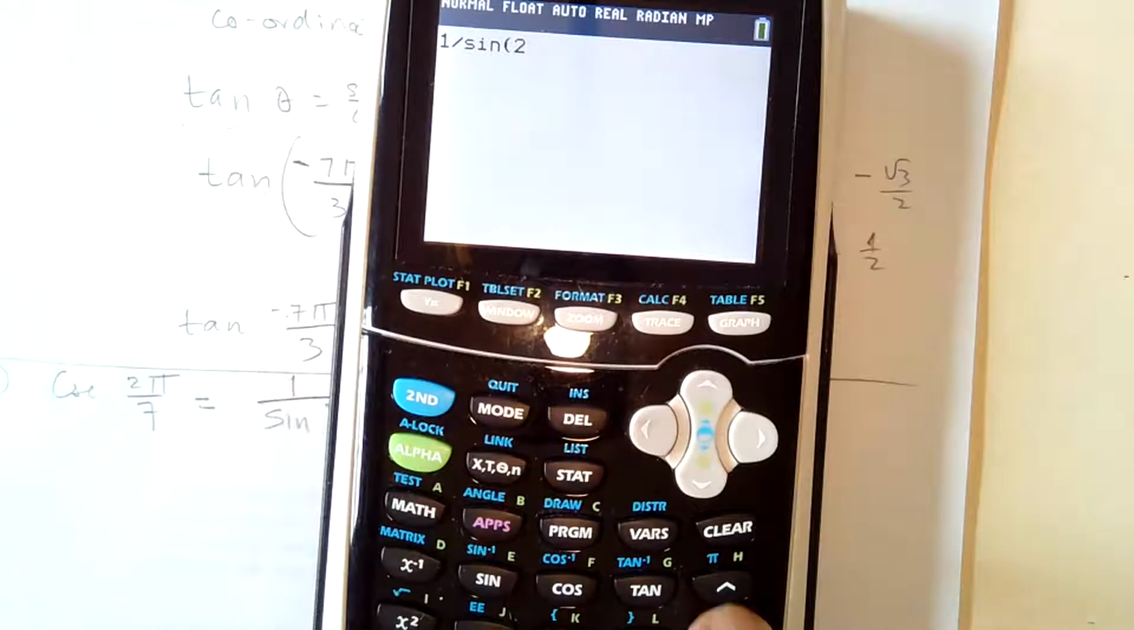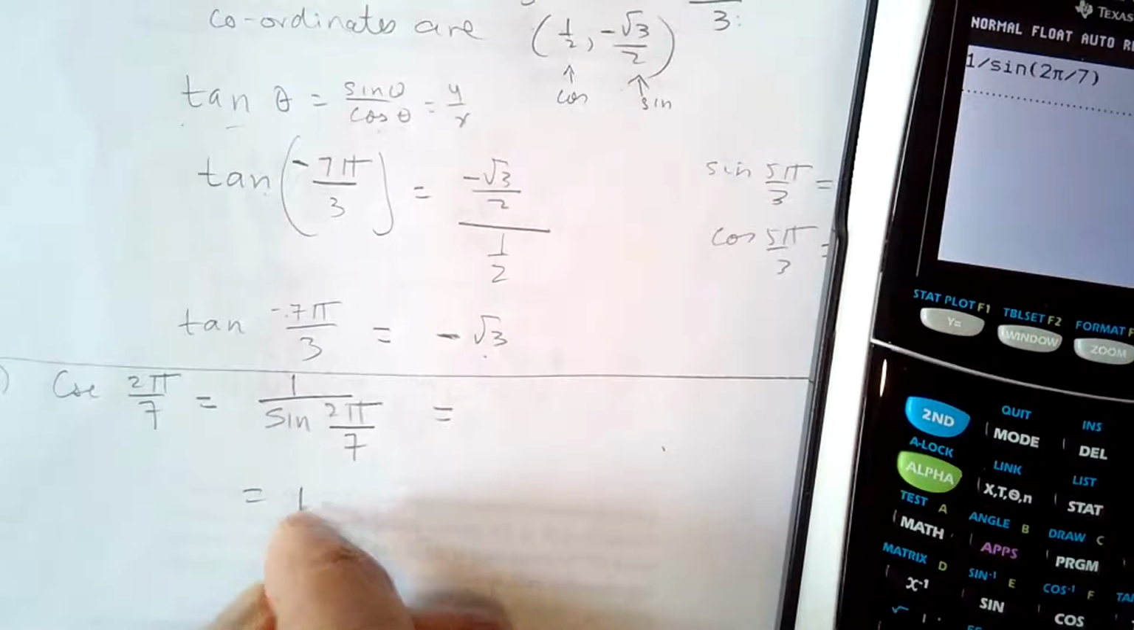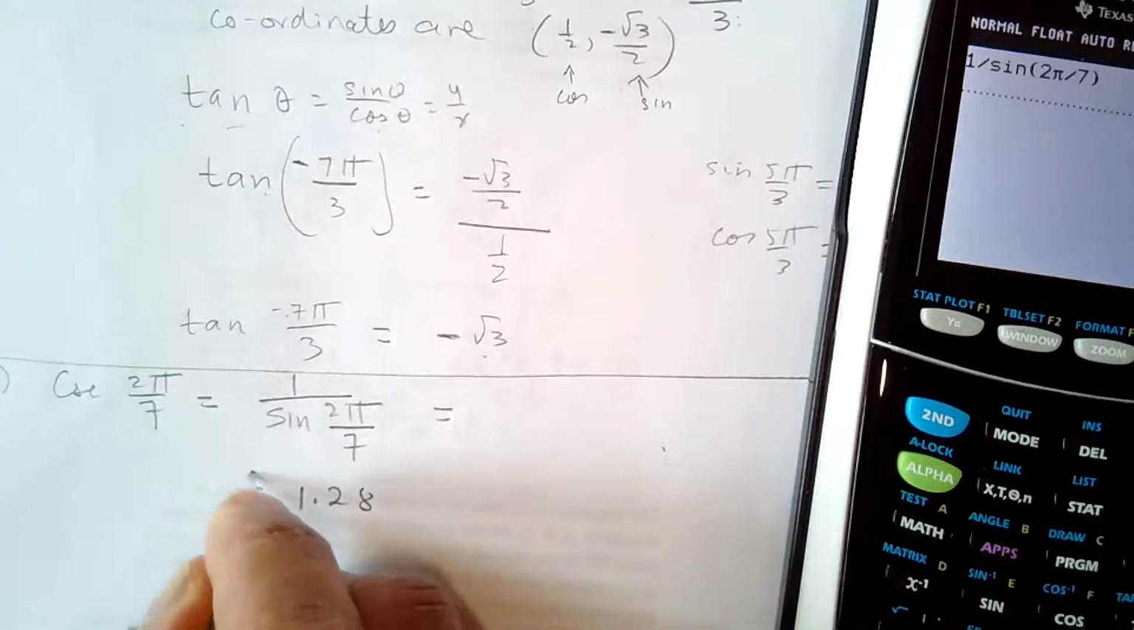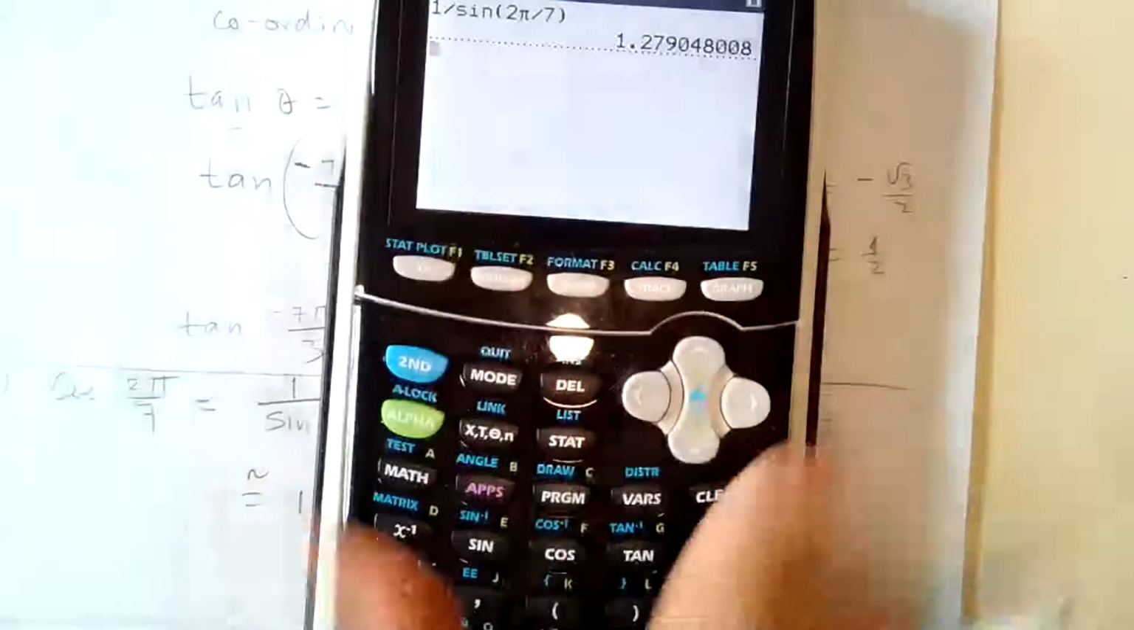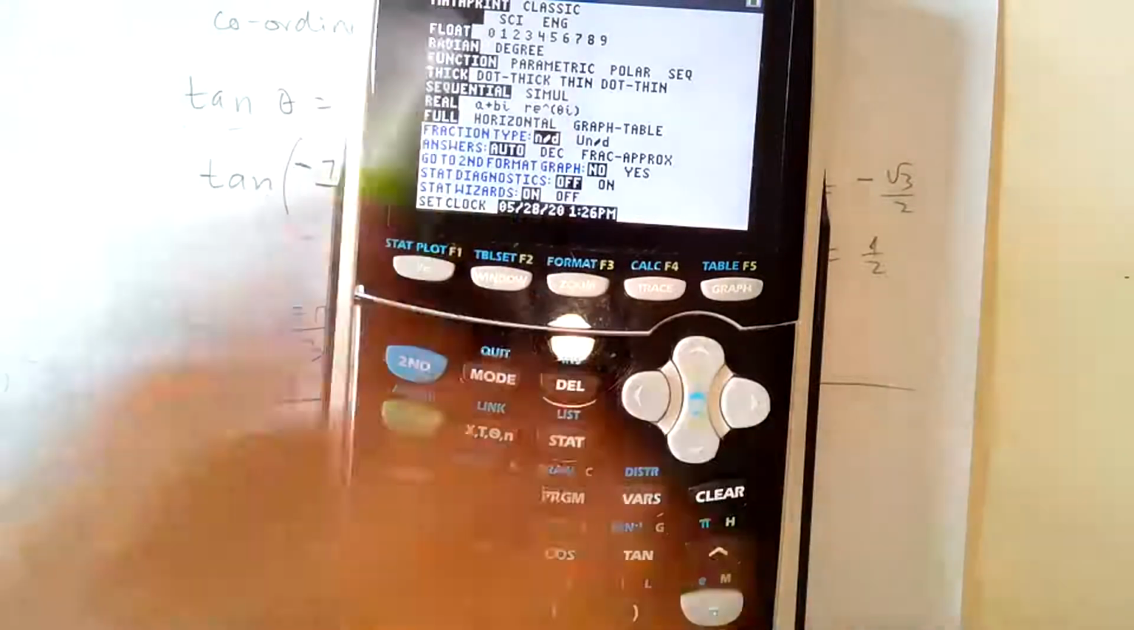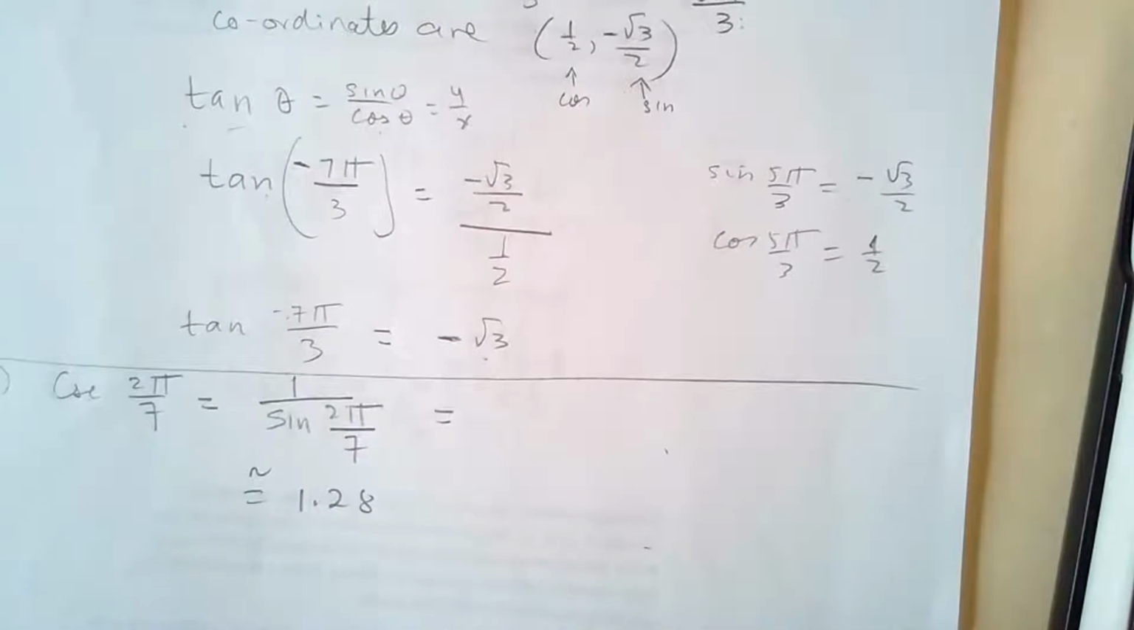Clear. So 1 divided by sine 2 pi divided by 7. That is 1.27 or 1.28, which is equal to 1.28 approximately. And make sure you're in radian mode. Yes, I am in radian mode, so that's correct.